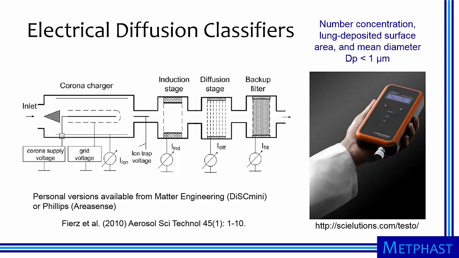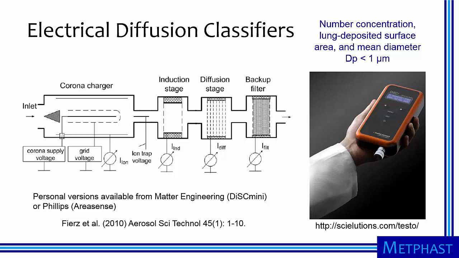Electrical diffusion classifiers have recently become available in personal models for the measurement of submicrometer aerosols. Here I show the schematic diagram for the DiSCmini. Aerosol enters the inlet and particles are electrically charged. Ions in the air are removed by an induction stage. Then the smallest particles deposit onto diffusion screens and the remaining particles deposit on a backup filter.